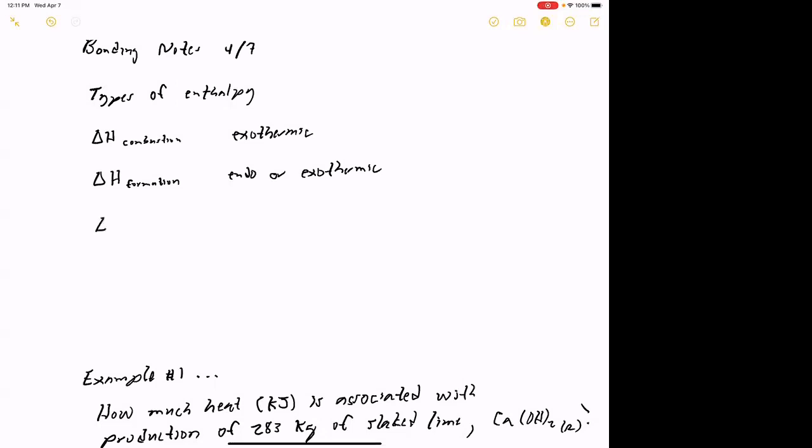Another kind that we might run into is a delta H of vaporization, which we see as a delta H of VAP. That's the enthalpy associated with converting 1 mole of a liquid to its gaseous state. Now, obviously, to get a liquid to go to a gas, we have to put energy into it, right? So we'd expect that one to be endothermic.